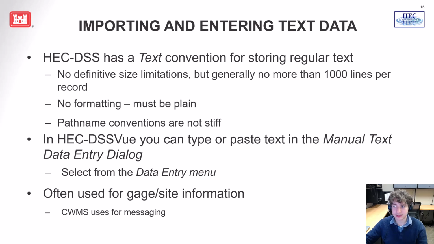And also, just like in a text file on your computer, you can't have any extremely unique characters or special formatting. So it's just regular text. And we can then copy and paste and save data just as if it was a text file from our computer. Another important thing to note is that for the path names for text files, there's no strict conventions. So you can name the location, the A part, B part, C part, D part, E part, anything you want. They're totally customizable, nothing strict.